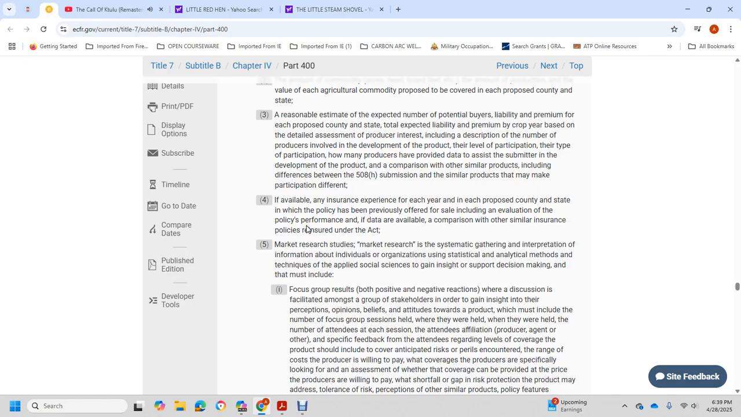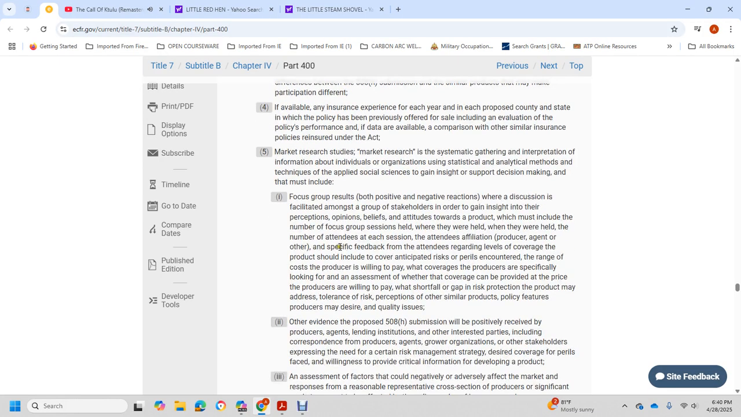The market research study is the systematic gathering and interpretation of information on individuals or organizations, using statistical and analytic methods and techniques and applying social science insight to support decision making. It may include focus groups, with results of both positive and negative reactions to discussion facilitated among the group of stakeholders in order to gain insight into the perception, opinion, belief, and attitude toward the core of the product, which may include the number of focus group sessions that were held and the number of attendees, with each session's attendees, their affiliation, product, agent, and other system.